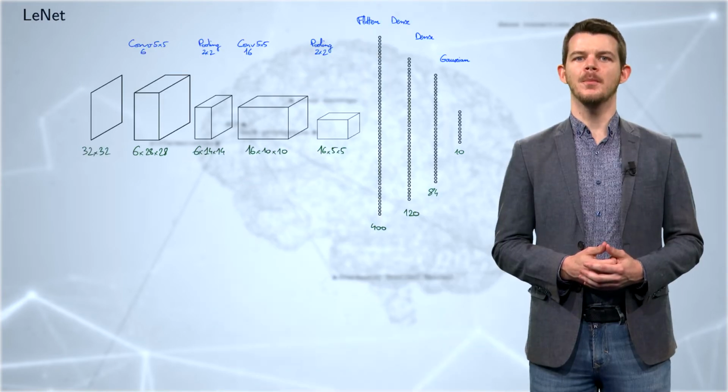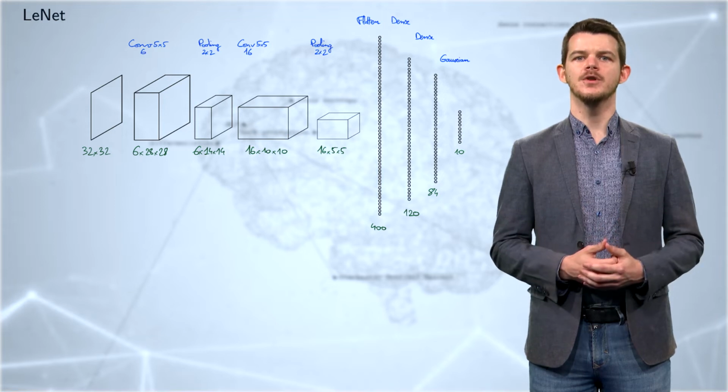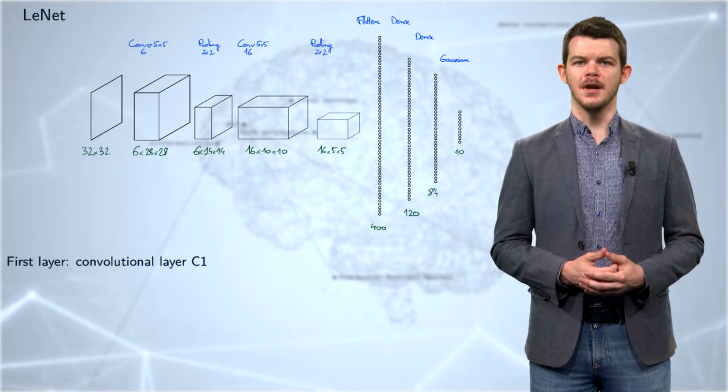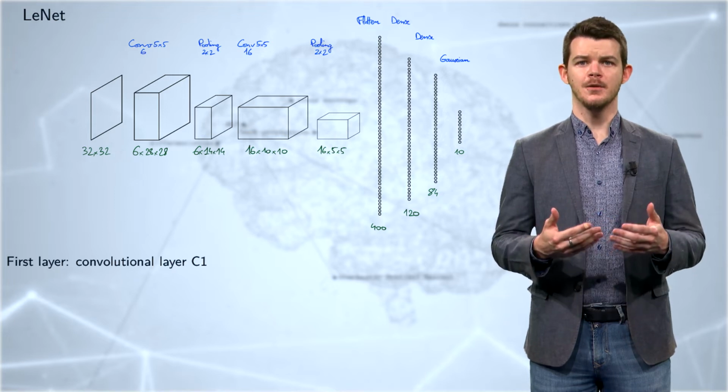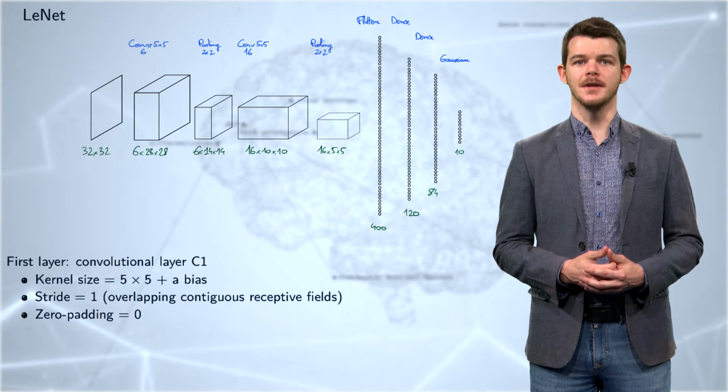The input image is a grayscale image of size 32 by 32, so its depth is 1. Here you have a more compact representation than before, where we have omitted the kernels and we show only the feature map output volumes of each layer. The first layer is a convolutional layer which takes the original image as input and applies a convolution with a 5 by 5 kernel with a stride of 1 and no zero padding.